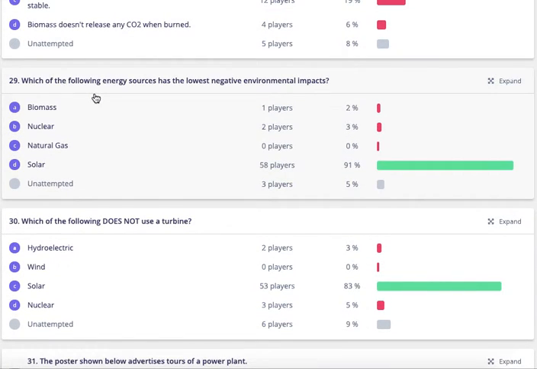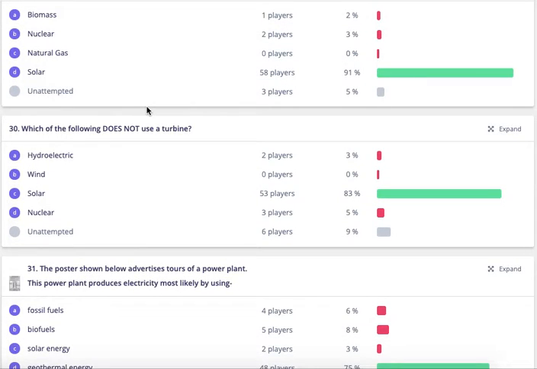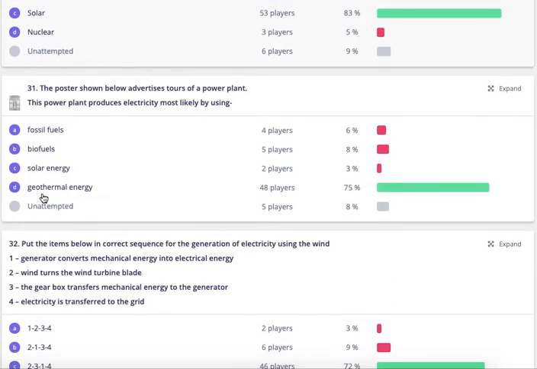Okay, which of the following energy resources has the lowest negative environmental impact? Solar. The Earth has been getting solar energy since the sun existed. There's no negative environmental impact. The world is adapted to exist with sunlight. Which of the following does not use a turbine? Solar panels. They use photovoltaic cells instead.